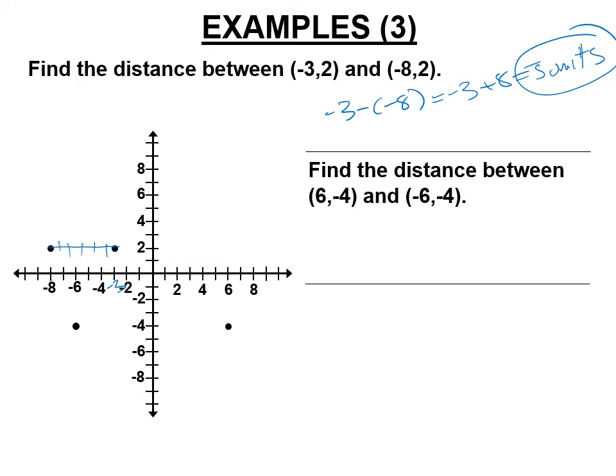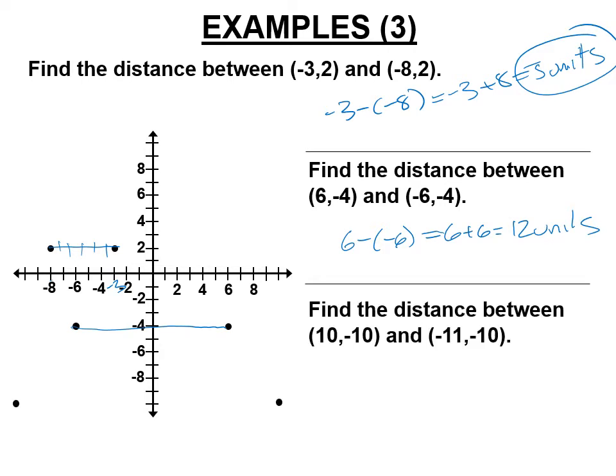All right. 6, -4, and -6, -4. Plot those on the same one. And then you're going to do 6 minus -6, which is the same as 6 plus 6, which is 12 units long.